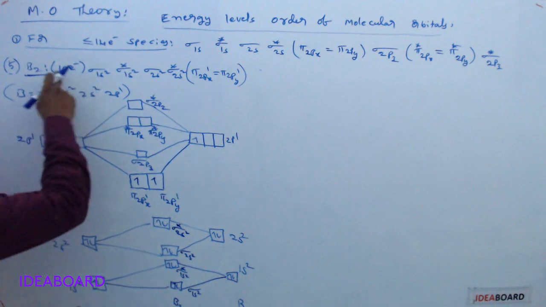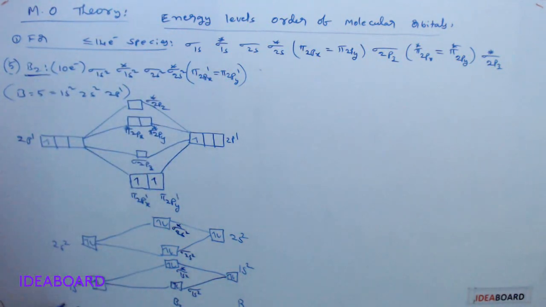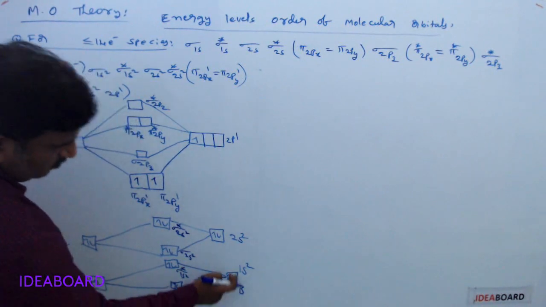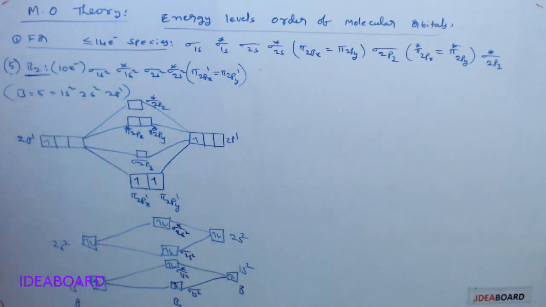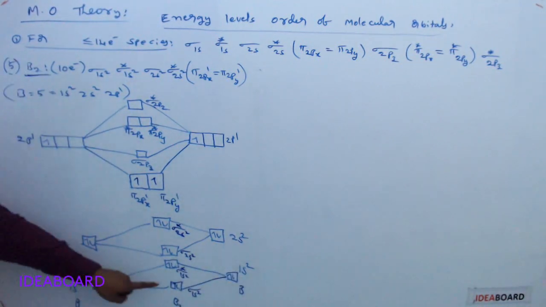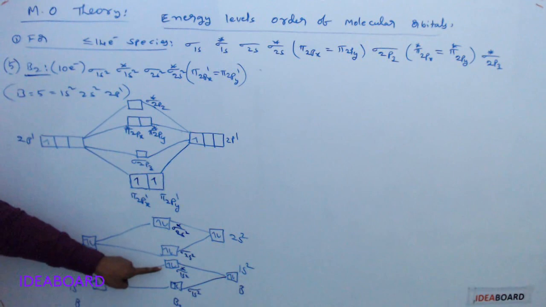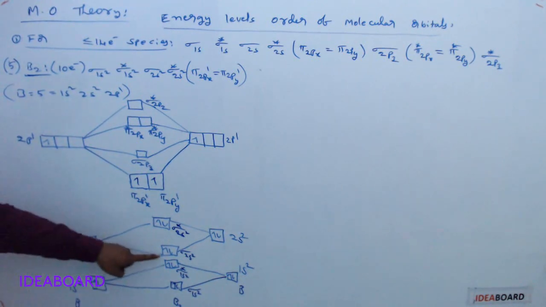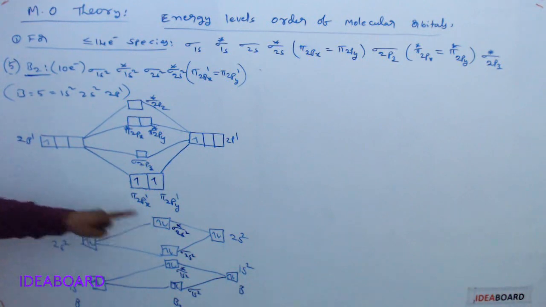And the configuration diagram I am giving here: each boron atom has 1s2, 2s2, 2p1. The second boron atom also has 1s2, 2s2, 2p1. That is the configuration of the atoms. And these 1s2, 1s2 combine to form sigma 1s2, sigma star 1s2 first, and then 2s2 combines to give sigma 2s2, sigma star 2s2.